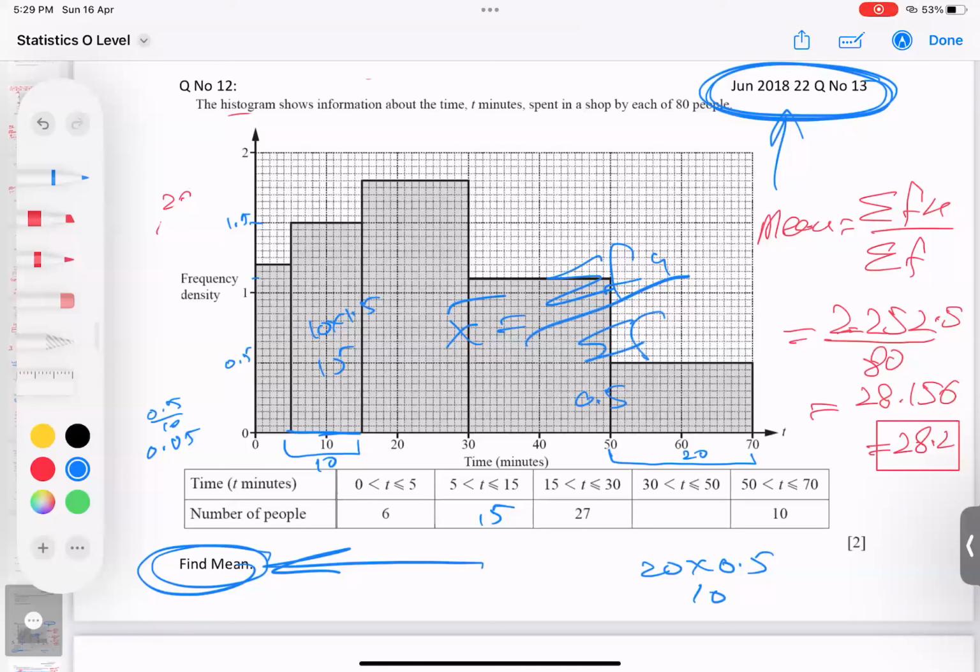So I think this is enough for today. Inshallah, we'll go for the third class and try to finish histogram plus a new topic, the cumulative frequency curve. I will try to finish it in the next lecture.